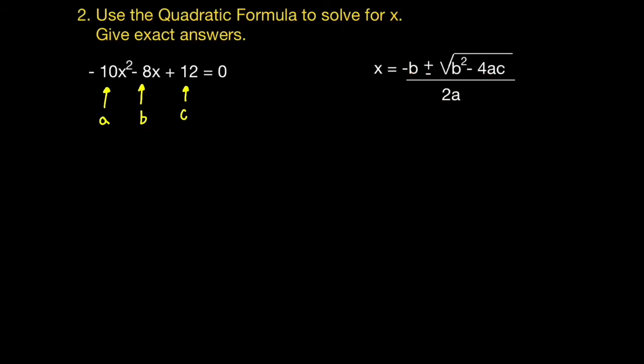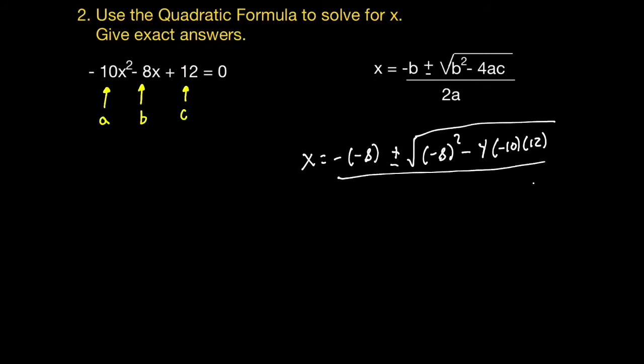I'll begin to evaluate, so I'll get x equal to negative b, and b is negative 8, so I gotta put negative 8 plus or minus the square root of b squared, so negative 8 squared minus 4 multiplied by a, that's negative 10, and then multiplied by c, that's going to be positive 12. That's all going to be over 2 multiplied by a. And recall that the a value is negative 10.